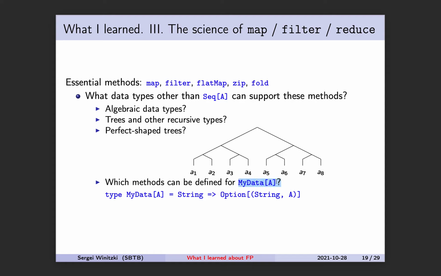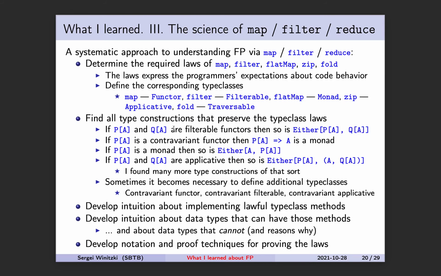But anyway, this is a question that I had, and let's take a look at another data type, like this one. It's a function from string to some stuff that expresses your business logic. Can I define zip for this with respect to the type parameter a? Can I define flat map for this? Can I define filter? Can I define something else? So I started to ask these questions, and I found that this gives me a systematic approach to understand functional programming.